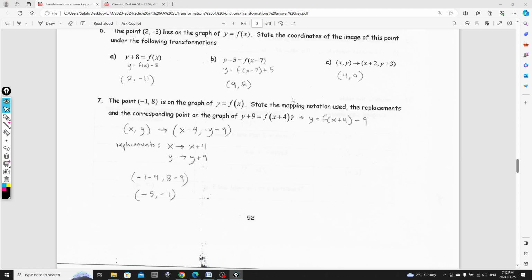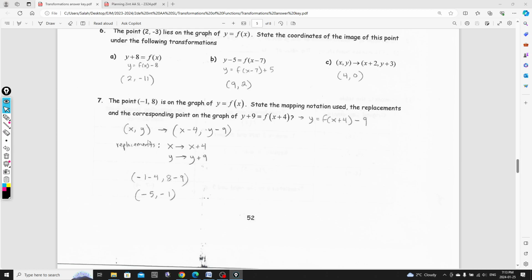Okay, so if I want to state the mapping notation that's used, that means that all my coordinates are going to be going 4 units to the left. That means all my x values are decreasing by 4, so x minus 4, and all my y values are decreasing by 9 because we're shifting down. So that's y minus 9. So that's why this right here is the mapping notation.